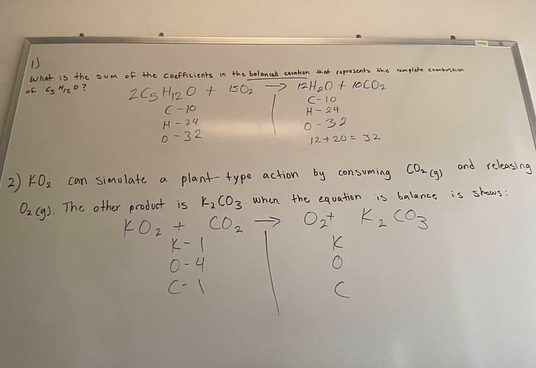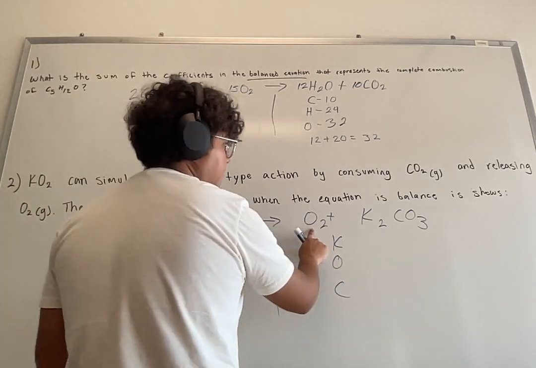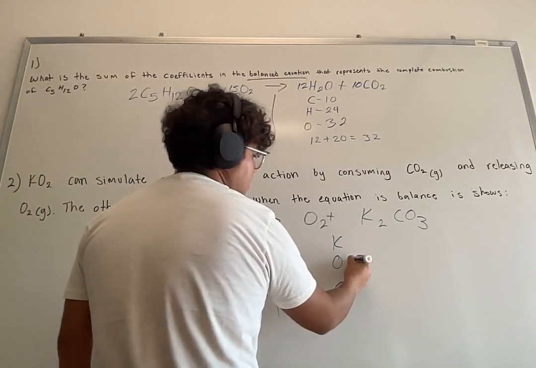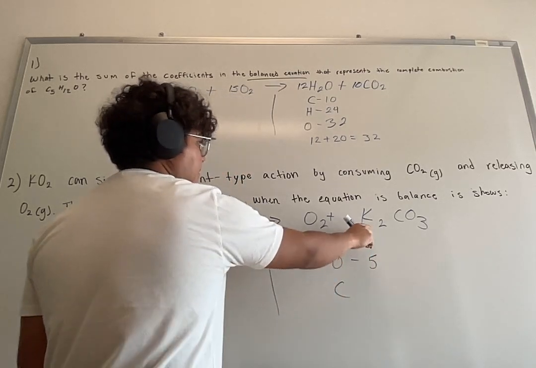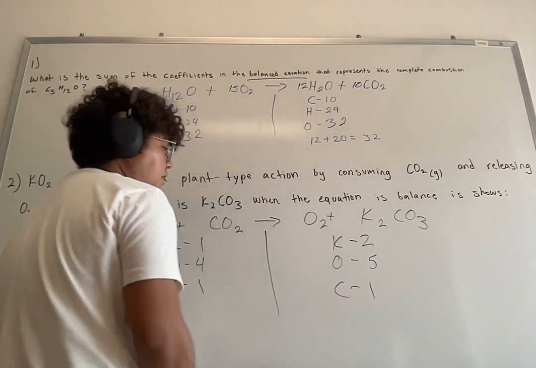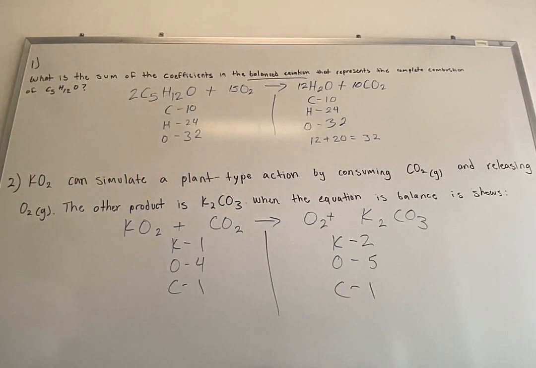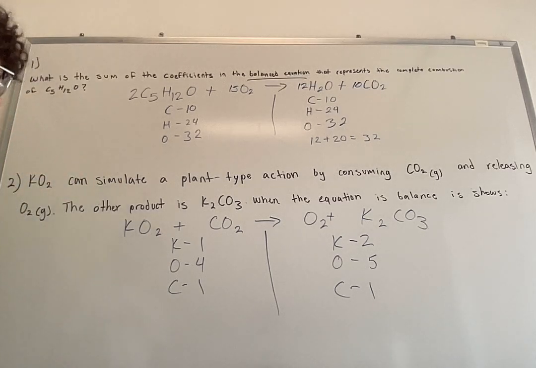CO2, KO2, O2. Yeah, that's right. Okay, and then we got O2 from here. Ooh, and then we got O3. So 3 plus 2 is 5. Potassium, we have 2 potassiums, and then we have 1 carbon. Okay, so really, we're set to go on carbon because they're both 1.